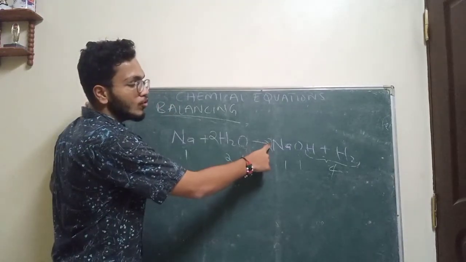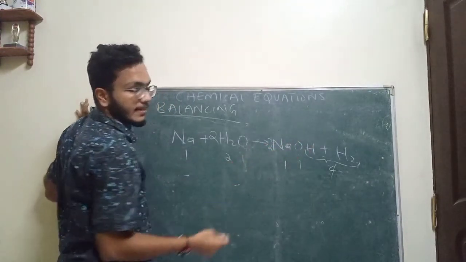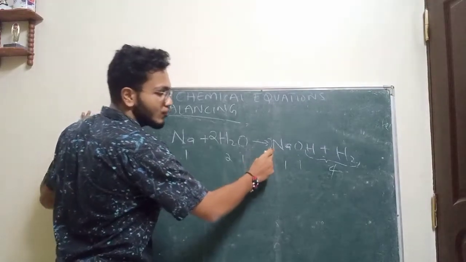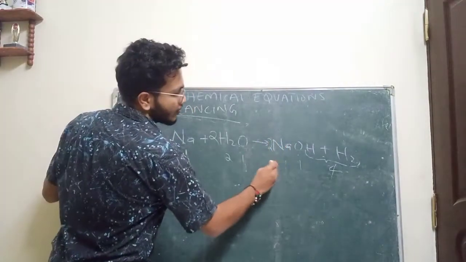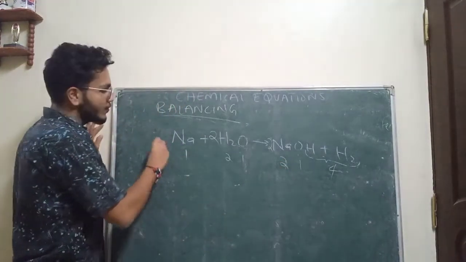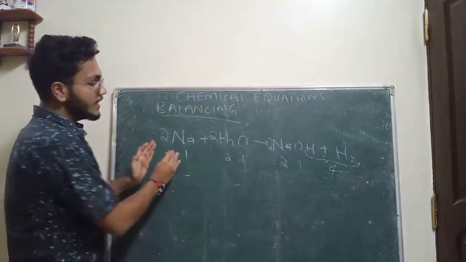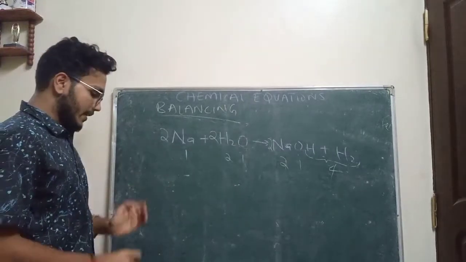As you put 2 in front of the sodium hydroxide, this also now means that there are 2 atoms of sodium. So here also, here now there are 2 atoms of sodium, but here there is 1 atom. So you will also put a 2. Now this equation is chemically balanced.